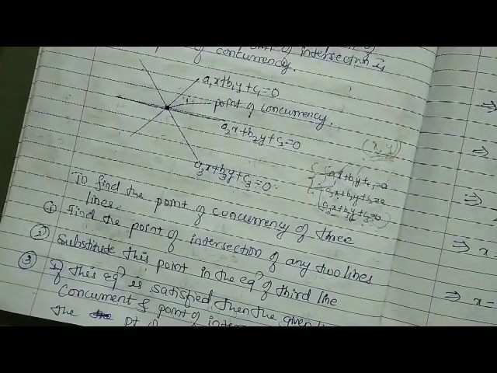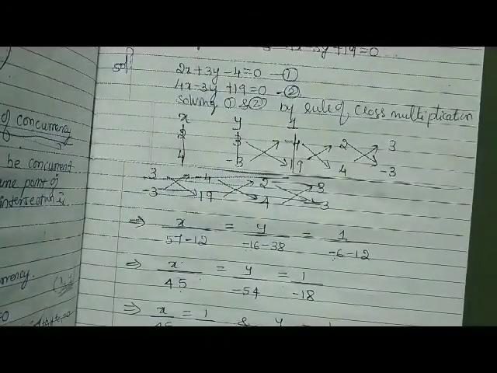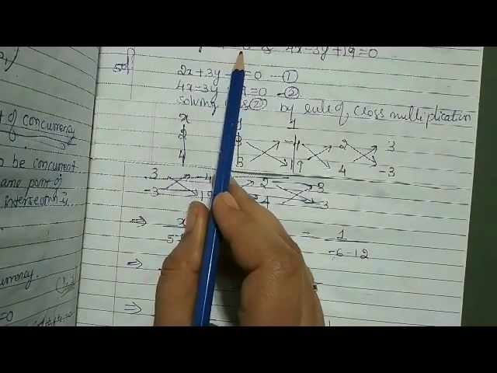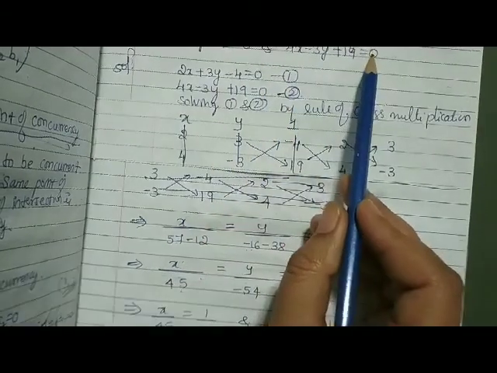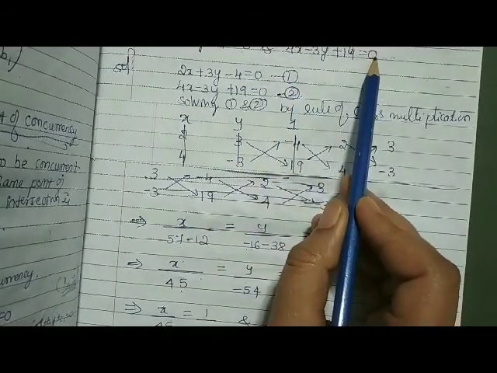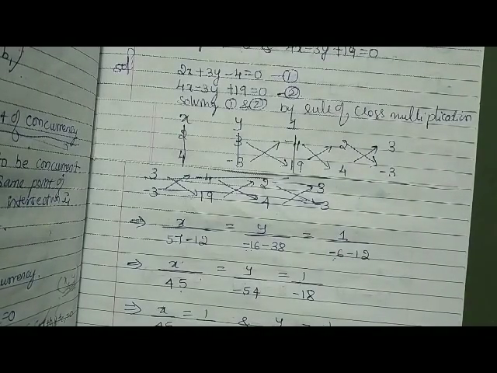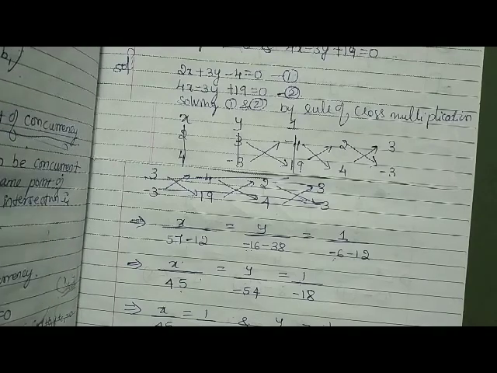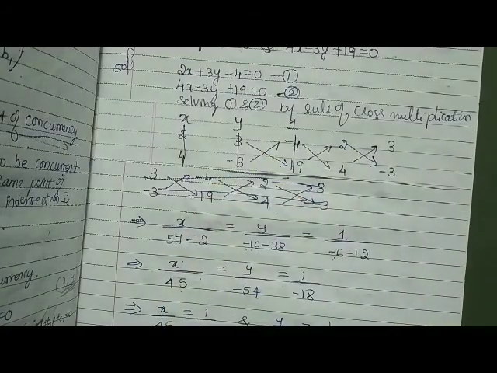Okay, so we'll move to the examples. Find the point of intersection of the lines 2x plus 3y minus 4 is equal to 0 and 4x minus 3y plus 19 is equal to 0. You can solve these equations by two methods: one is cross multiplication and another one is elimination method. So we'll solve by cross multiplication method.